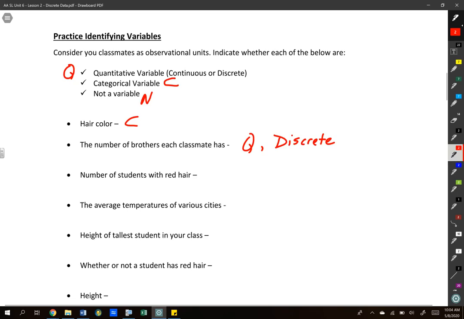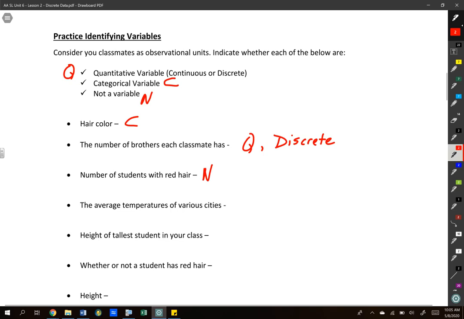The number of students with red hair. So there's only one answer to that question. If I say to the class, how many students have red hair? The answer may be 1, but it's not going to vary. There's one answer for that group of people, right? So this one is not a variable.